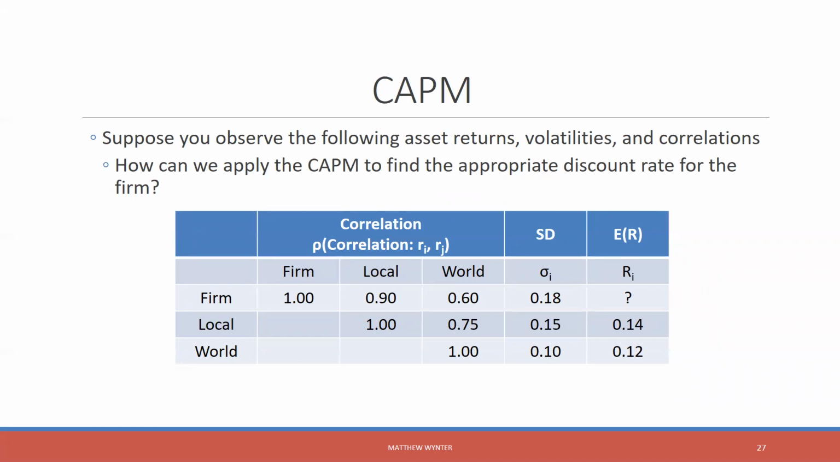The next thing that we have are our volatilities, our standard deviations. Notice that firm I is more volatile than the local market, and the local market is more volatile than the world. And then the very last thing, our expected returns. We've got our discount rate, which is what we're going to solve for, which is the expected return. We've got our expected return for the local market and the expected return for the world.